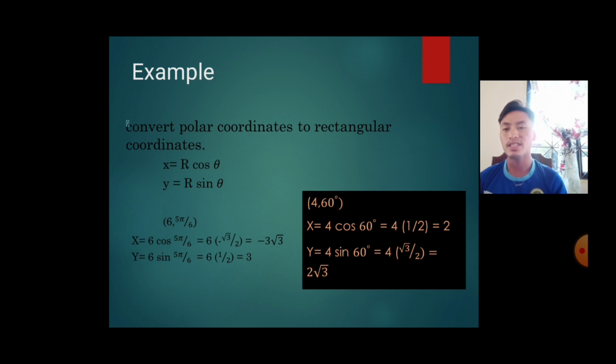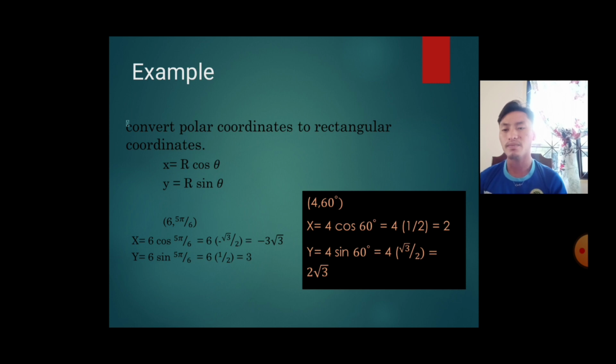So, 5 pi over 6 times 180 over pi is equal to 150. And 150 minus 180 is equal to negative 30. And cosine of negative 30 in the unit circle is negative square root of 3 over 2. So, that's why 6 times negative square root of 3 over 2 is equal to negative 3 square root of 3. And y is equal to 6 sin 5 pi over 6 is equal to 6 times 1/2.